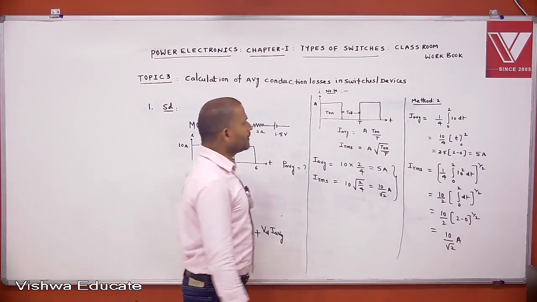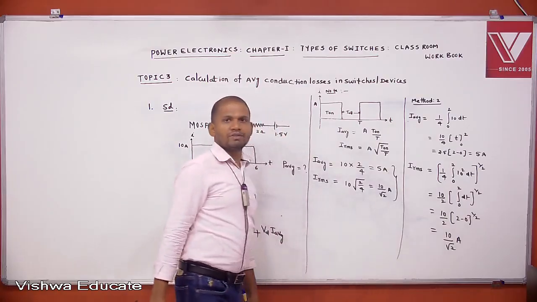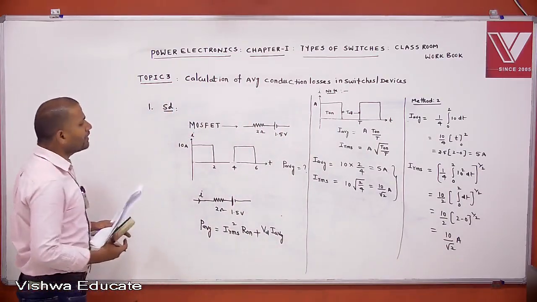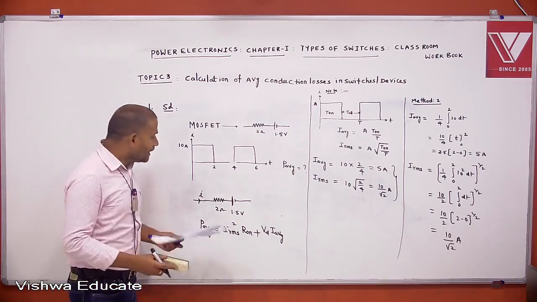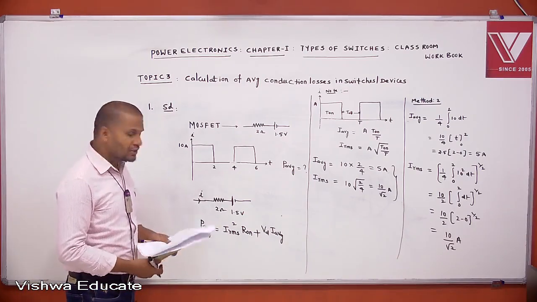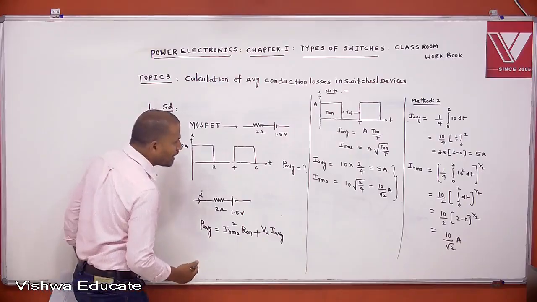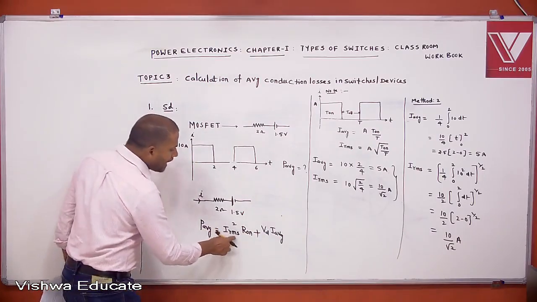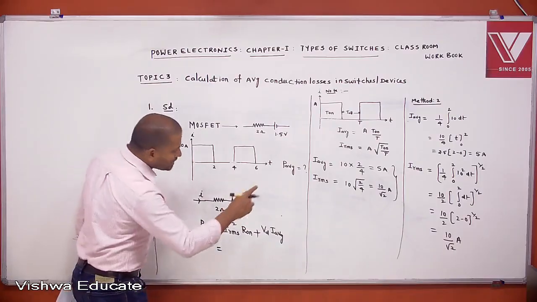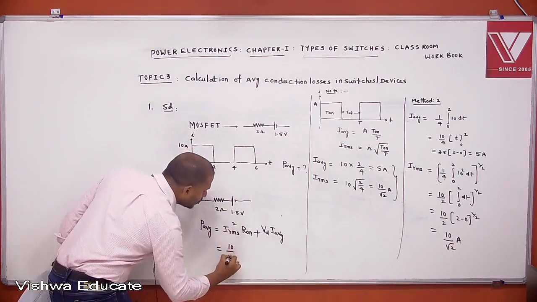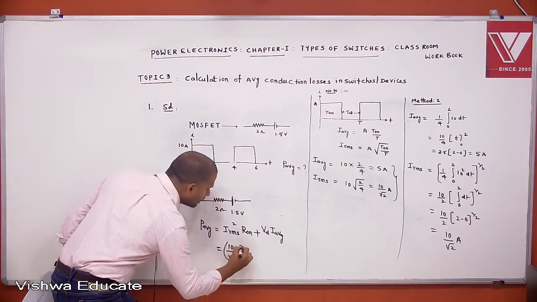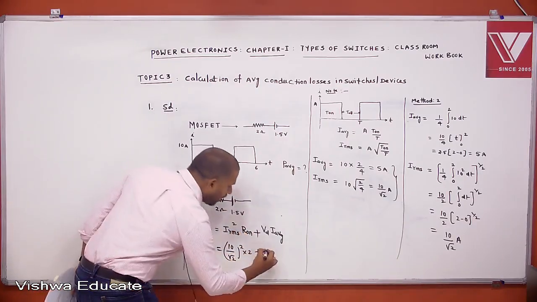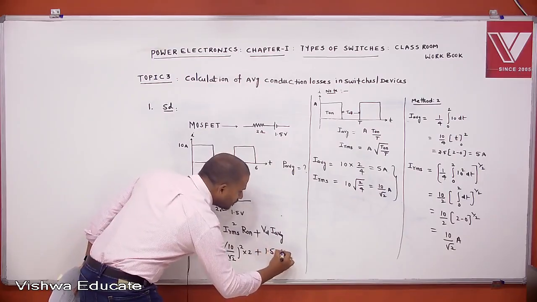This is the average value and RMS value. Once you know the average current and RMS current, then what is the power loss? You want to calculate the average power loss now? Tell me, what is the average power loss? I RMS square into... what is the RMS current we are getting? 10 by root 2, whole square, into on-state resistance 2 ohms, plus VD 1.5 into I average. What is I average? 5 amperes.